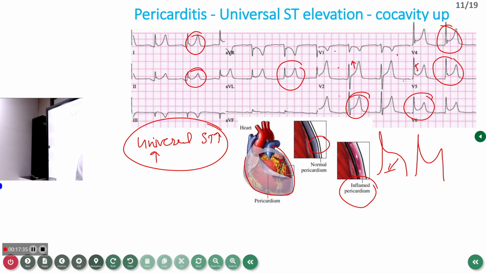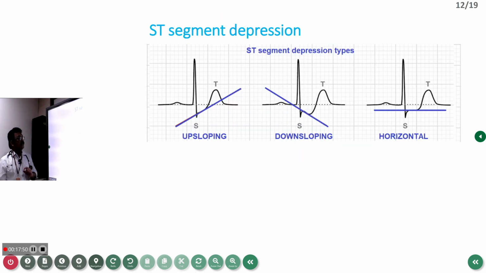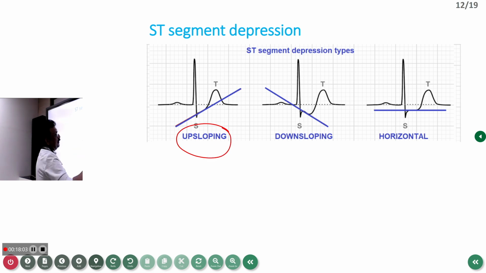So that is the main differentiating feature: universal ST elevation, with concavity towards the upside. That is one important feature of pericarditis. Now, ST segment depression always indicates some cardiac disease like ischemic heart disease, unstable angina and so on. But basically there are three important types of ST depression: upsloping, downsloping and horizontal.